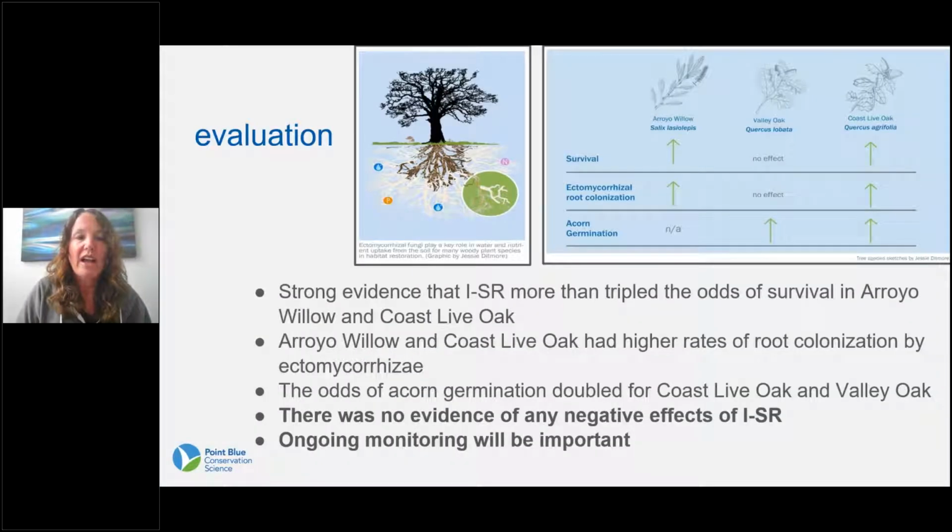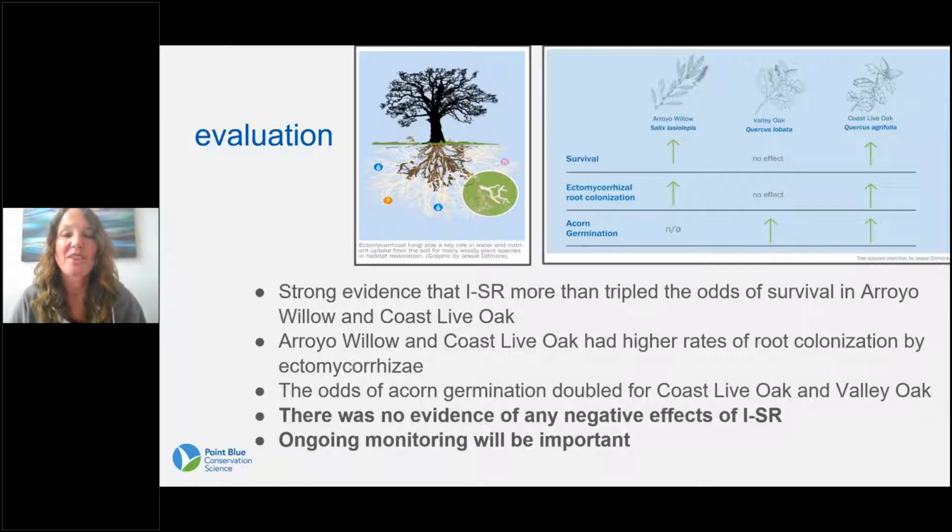And for evaluating the results of this project, we had some pretty clear evidence to start with. First of all, there's strong evidence that the technique more than tripled the odds of survival of willow and coast live oak. And arroyo willow and coast live oak had higher rates of association with ectomycorrhizae partners. Odds of acorn germination doubled for coast live oak.